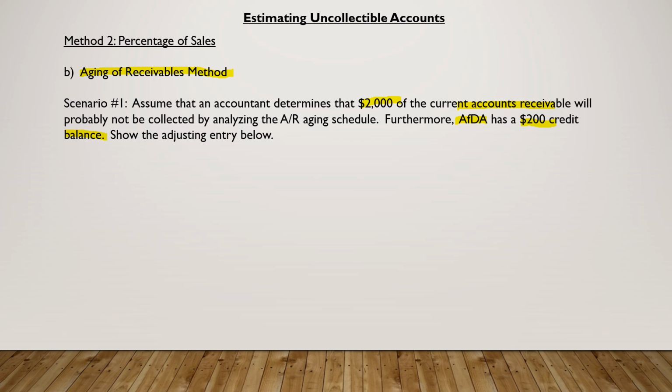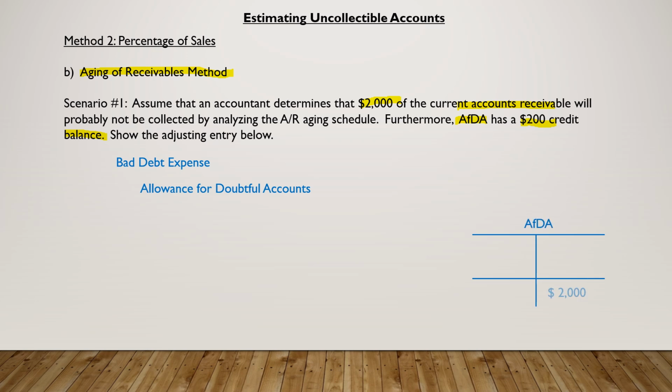The accounts for our adjusting entry are unchanged. This time, we want AFDA to end up with a $2,000 credit balance. But it currently has a $200 credit balance. To achieve this result, credit AFDA for $1,800.